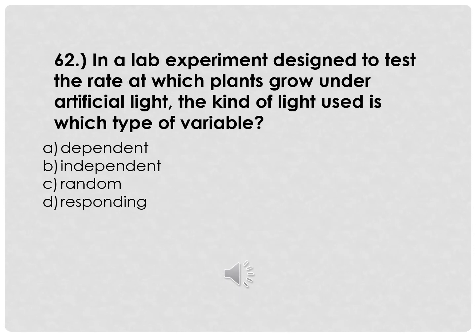In a lab experiment designed to test the rate at which plants grow under artificial light, the kind of light used is which type of variable? In an experiment, an independent variable is a factor controlled by the scientists. A dependent variable represents the output or effect. Since the light is controlled by the experimenters, it is an independent variable. So B, independent, is our answer.